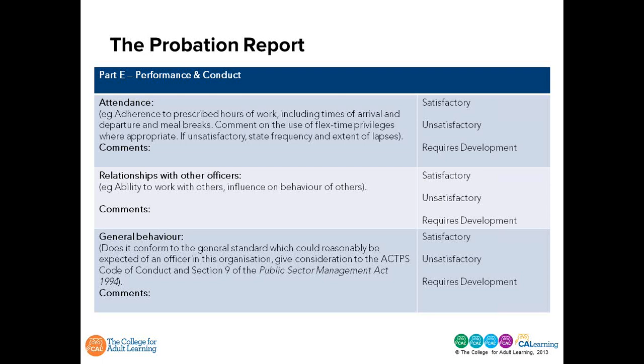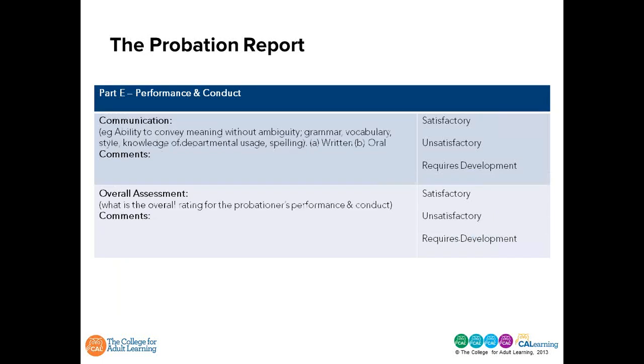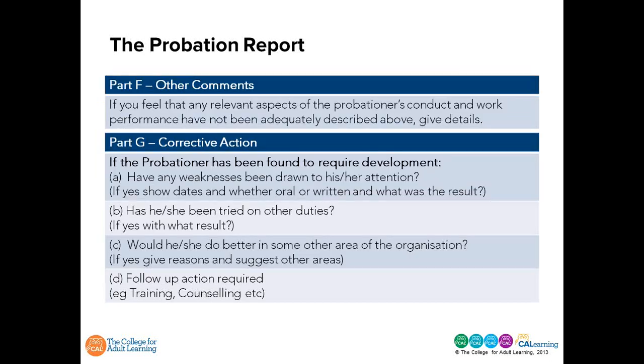Now you can see here that this form is looking at work behaviour such as attendance, relationships with others, general behaviour, quality and output of work, for example, accuracy, frequency and seriousness of errors, drive and energy, relationships with clients, and communication. Now here, this form is looking for quite specific features such as the ability to convey meaning without ambiguity, grammar, vocabulary, style, knowledge of departmental usage, spelling in both written and oral format. Depending on the type of organisation, you may change this list. For example, the ability to manage meetings, conduct presentations and prepare reports, or whatever, depending on the job and the organisation. This section finishes with an overall assessment of job behaviour to date and any other comments.